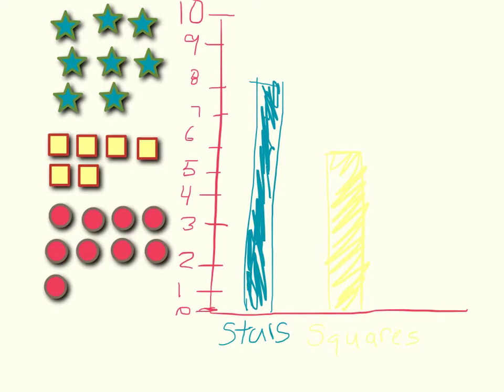Okay, so next we need to count the circles. As I point to the circles, count them aloud. How many circles did you get? Next we'll label it, or put it into the graph. The number of circles you should have gotten is 9. So here we see our 9, and we'll draw a line across with our eyes. And with our pen, we'll draw the line at 9 and turn it into a bar graph.